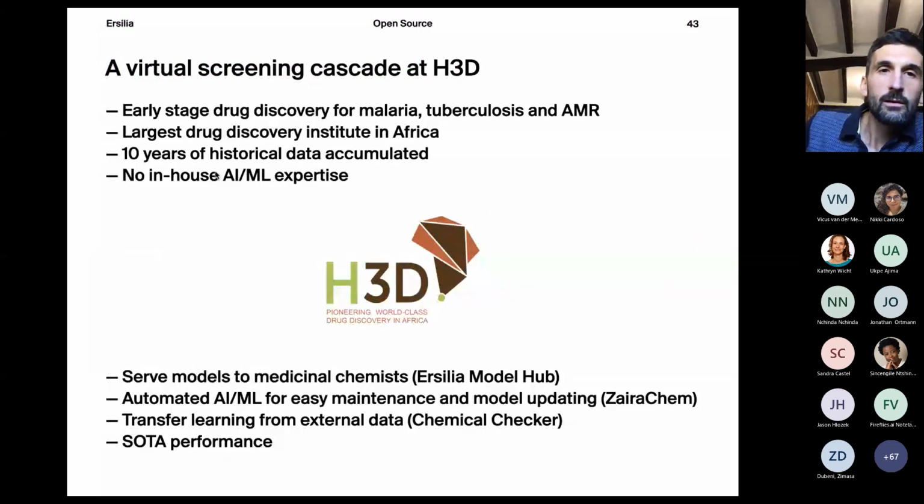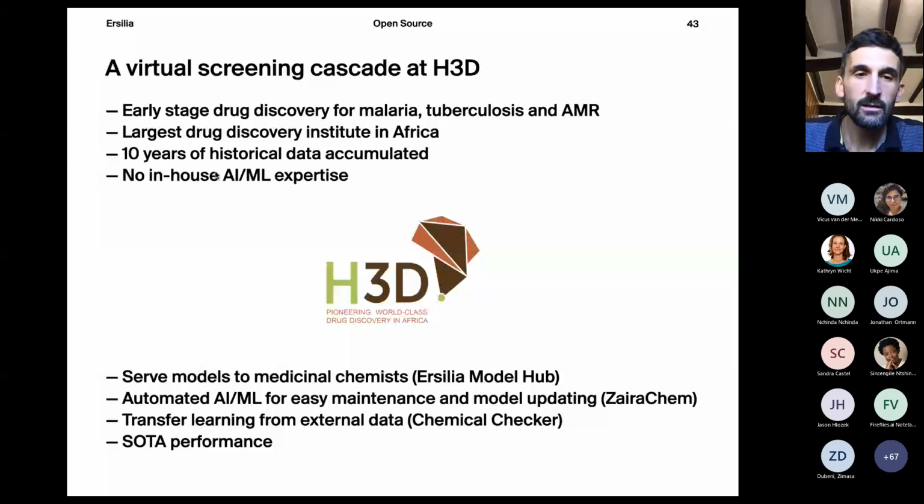Let me show you an example that hopefully you will care about, which is the incorporation of some of our models in the virtual screening cascade at H3D. So, I don't have to introduce H3D here, but basically, what's important to note is that we have leveraged the data that has been accumulated in your institute, in your center, for over 10 years. This is an enormous and super valuable amount of data that we have tried to convert into AI models that you can use prospectively for making predictions for new compounds.